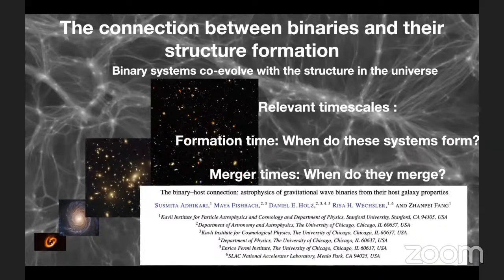In particular, we care about the formation time of these systems, in the sense, when do they form? And we can then link it to when we actually see the gravitational wave merger events, when do they merge, right? Understanding this relation between the formation time and the merger times, which is often known as the merger time or the delay time, has been one of the open questions that people have tried to constrain, studying these compact object binary systems.